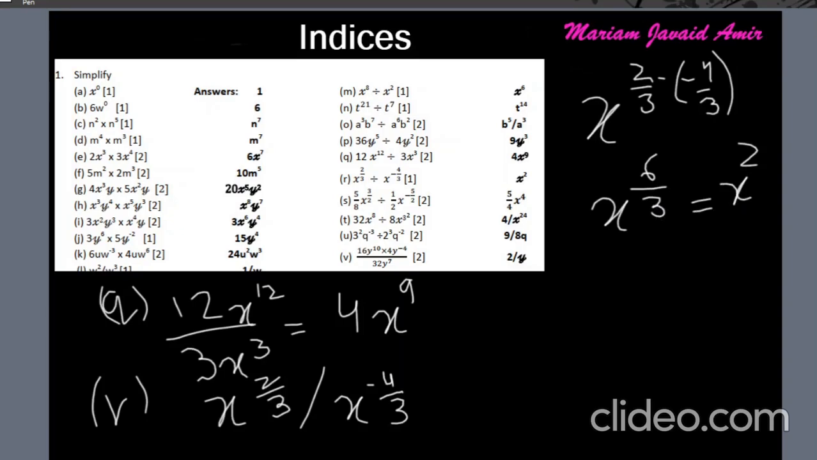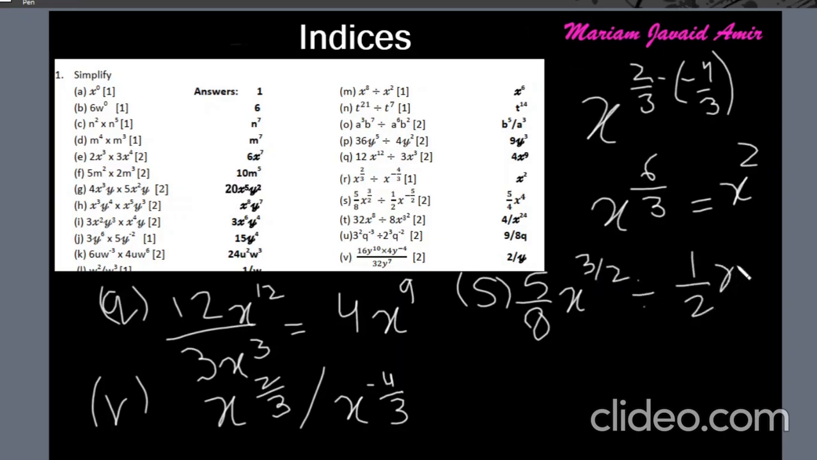Sorry, this is part R continued. Part S: 5 over 8 x power 3 over 2 divided by 1 by 2 x power minus 5 by 2.